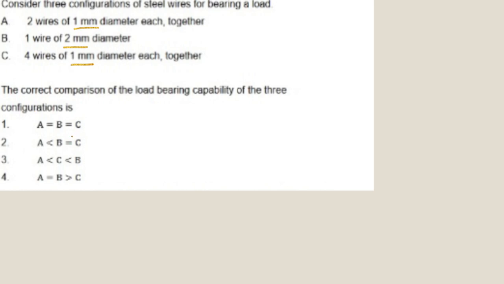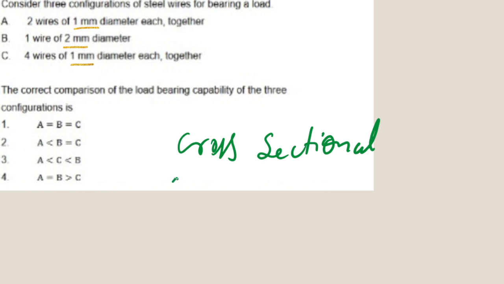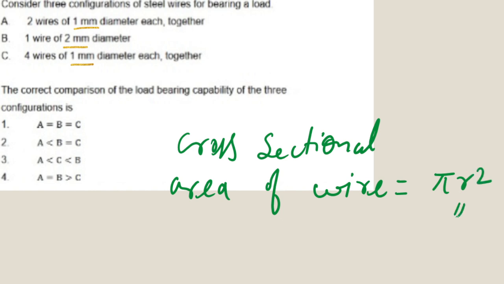So let's see what we can do. We can use that the maximum load that a steel wire can bear is proportional to its cross sectional area. The cross sectional area of a wire will be equal to pi r square, where r is the radius.